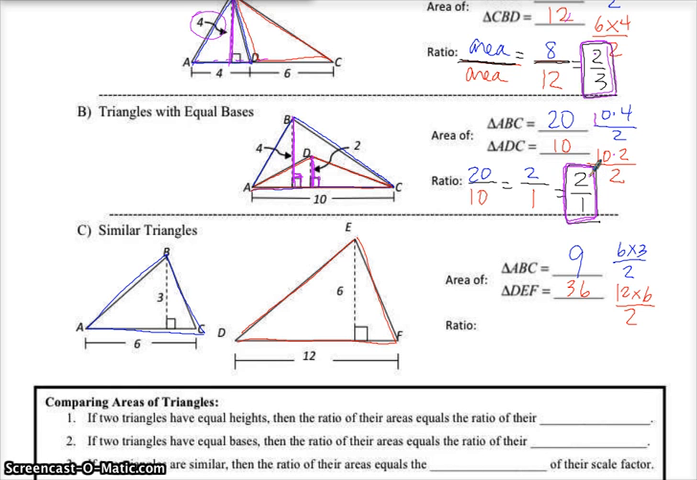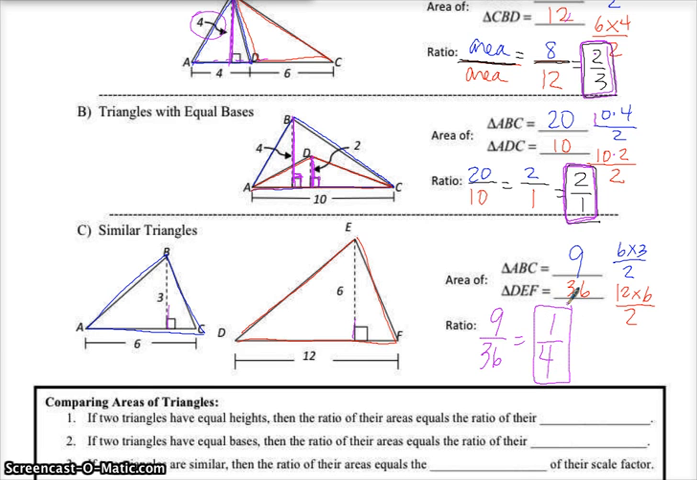And then we got our similar triangles. So here you can clearly see base times height. 6 times 3 is 18. 18 divided by 2 is 9. And then the bigger one, 12 times 6 divided by 2 is 36. So that ratio is 9 to 36, which is a 1 to 4 ratio.